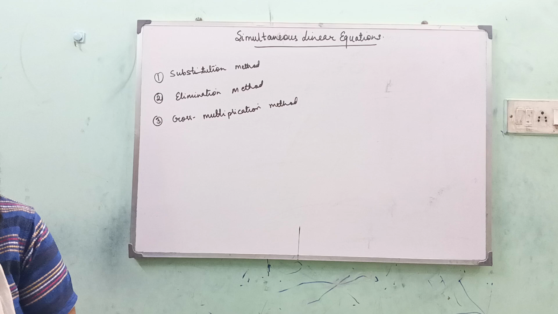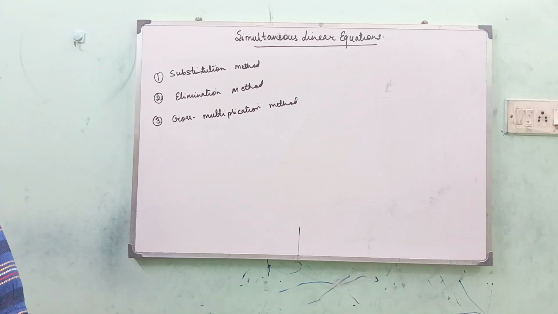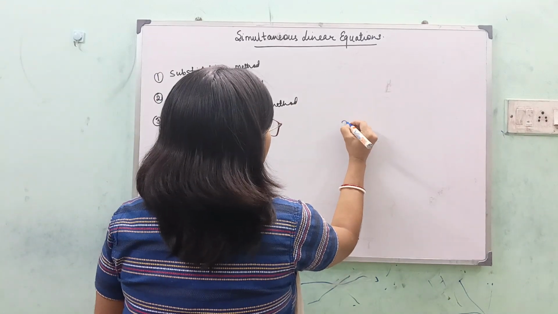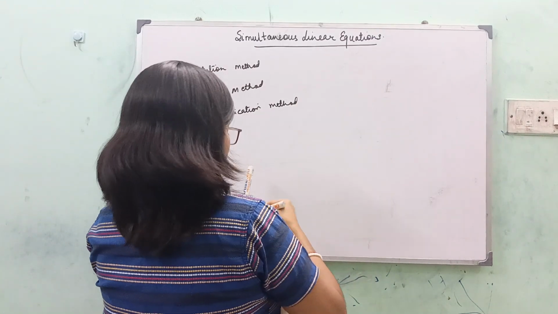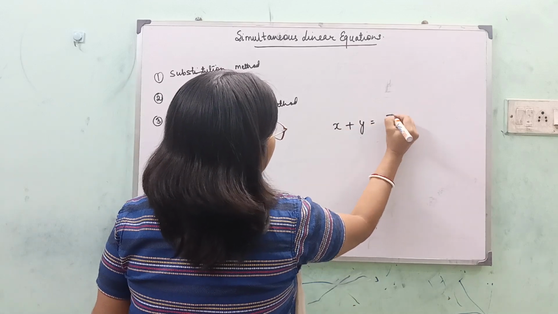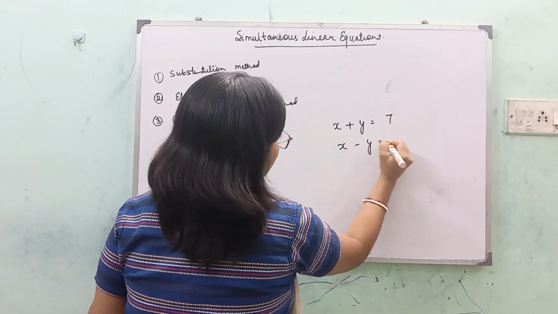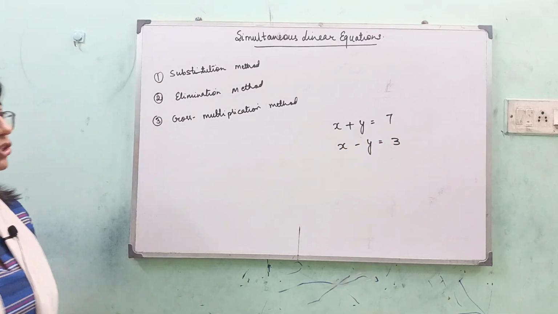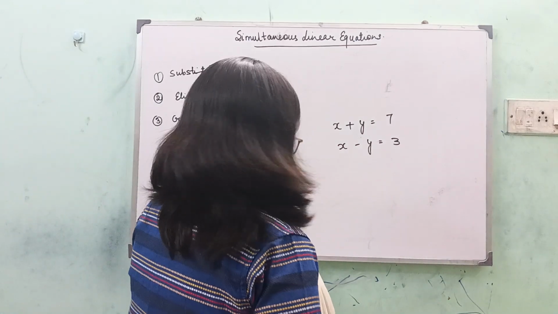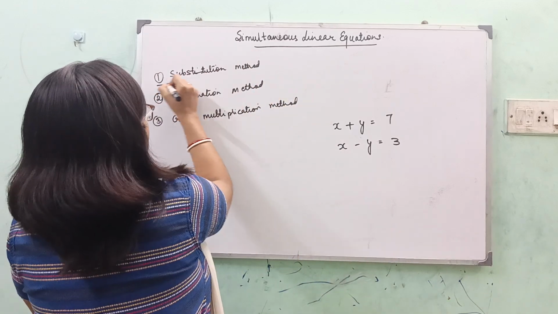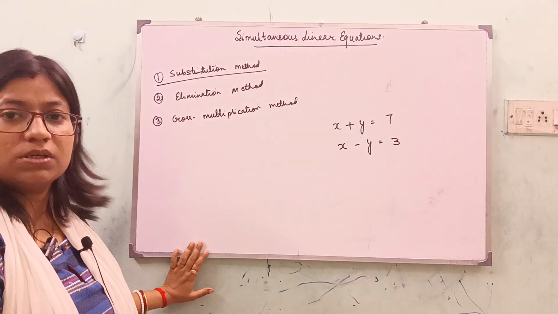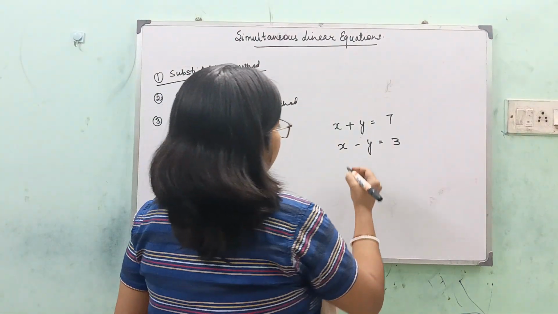Now let us take an equation, for example the previous sum only, the one which I had solved using the trial and error method. x plus y equals 7 and x minus y equals 3. This was my question which I had shown you with the trial and error method. Now we will be using the substitution method. The same sum I will solve using all the three methods. Now the first method, substitution.